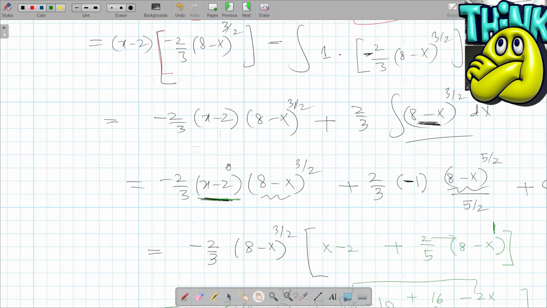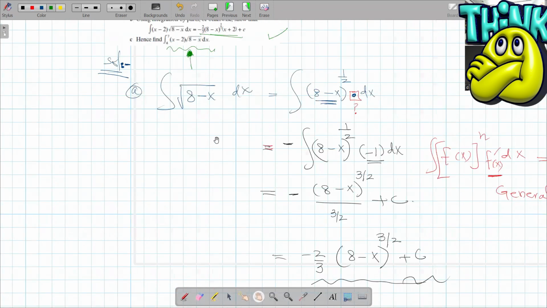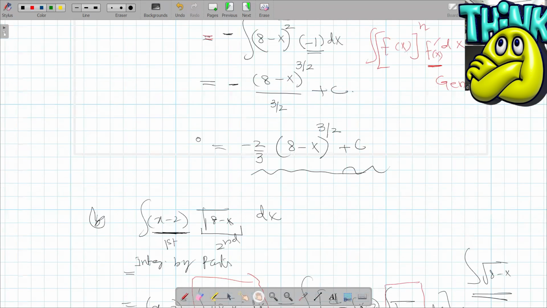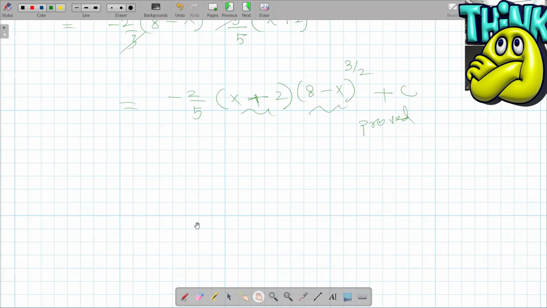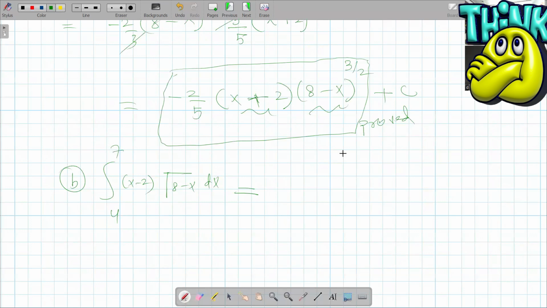Just apply the limits. What are the limits? From 4 to 7. So part B is this actually. So integral from 4 to 7, x minus 2 times the square root of 8 minus x is equal to this indefinite integral, and just apply the limits.